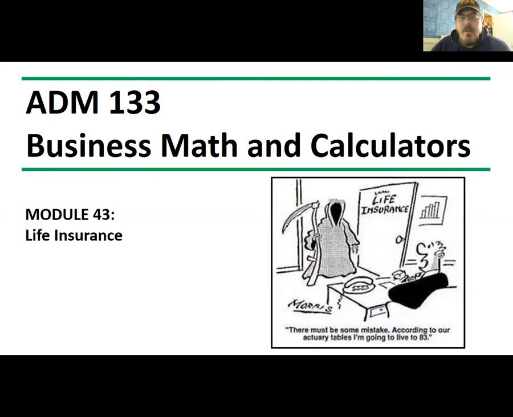This is the video for Module 43 for Business Math and Calculators, which deals with life insurance. So we're going to talk about a few problems involving calculating life insurance, especially when you're given a table with all the necessary information in it that you need. So with that, let's jump to a couple of examples and we'll go from there. Alrighty, so we are talking about life insurance. So let's jump to the first sample problem.